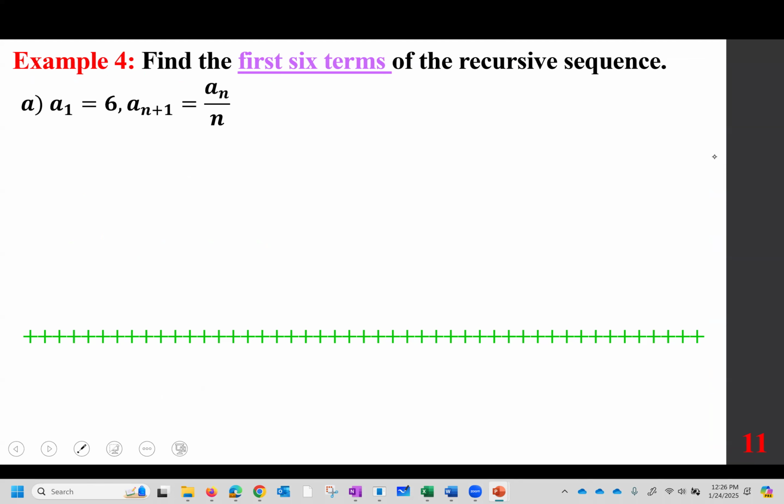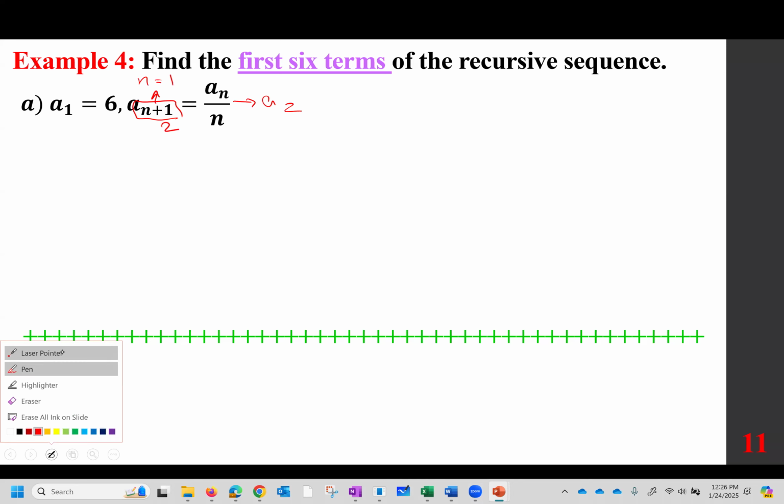Find the first 6 terms of the recursive sequence. It's important to understand the formula. The formula says, okay, the first term is given, and a sub n plus 1 is a sub n over n. Since we have the first one, we want to go with the second, third, fourth, fifth, and sixth. So for the second one, you want this one to be 2. And so if n plus 1 is 2, n must be 1. In other words, if you want a term, go to the previous one and divide by its subscript.